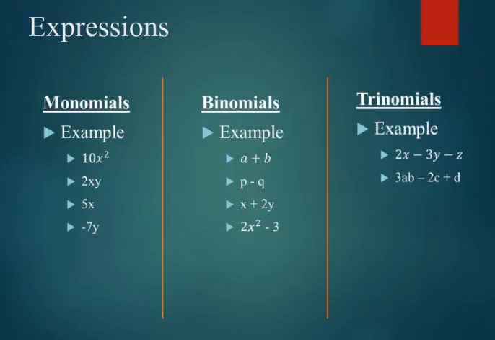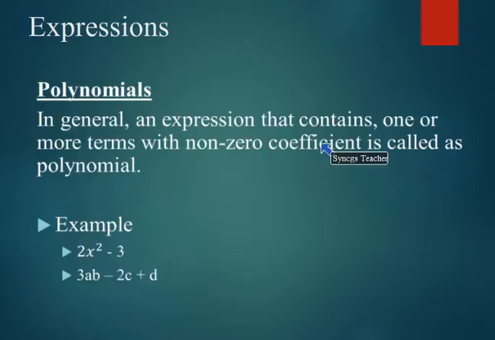An expression that contains three terms is called a trinomial. For example, 2x minus 3y minus z, or 3ab minus 2c plus d. So thus trinomials contain three terms. So in general, an expression that contains one or more terms with non-zero coefficient is called a polynomial. For example, 2x square minus 3, where there are two terms, or another example would be 3ab minus 2c plus d, where there are three terms.